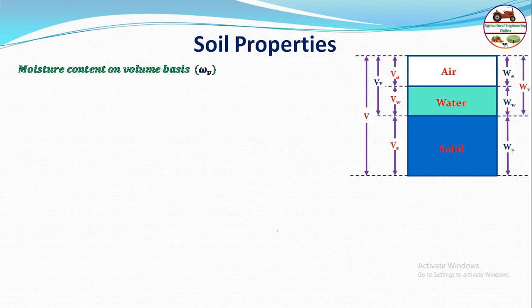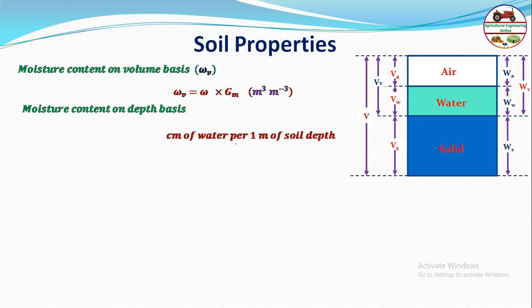Next, coming to moisture content on volume basis. Moisture content on volume basis means volume of water by volume of soil. So we can multiply the moisture content by weight basis into the specific gravity, the weight specific gravity, and then you can find the moisture content on volume basis. Again, moisture content on depth basis is generally calculated as centimeter of water for 1 meter soil depth, which is basically used in soil water conservation during irrigation of the soil.